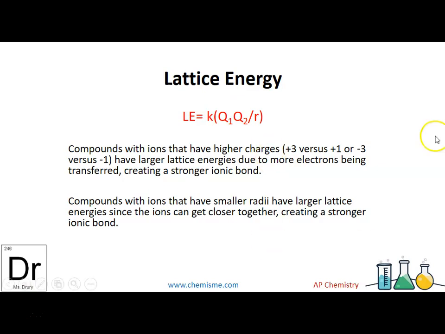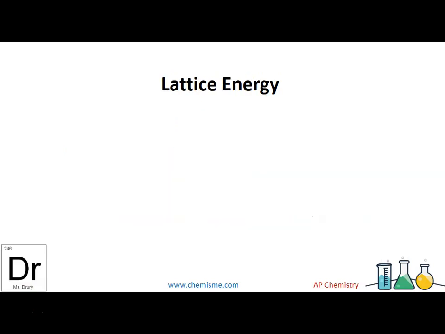Also, we have to talk about the radius. Remember the size on the bottom? The closer they are, the better their attraction will be. So if they have a smaller ionic radius, which is why we went over that, they'll be closer, so the protons of one element will attract the electrons of the other element better. If they're further away, like they have larger ionic radii, then the protons are further from the other element's electrons and they won't attract as well.